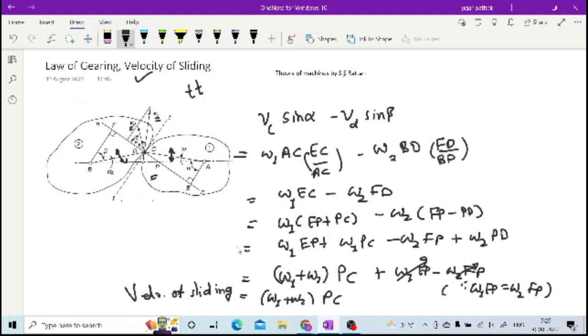So omega 1 plus omega 2 into PC. Now PC is what? It is the distance between the pitch point and the point of contact, right? As you can see here, PC is nothing but the distance between the point of contact and the pitch point. So this is how velocity of sliding can be given by the rotational velocities of gear 1 and gear 2 into the distance between the pitch point and the point of contact.